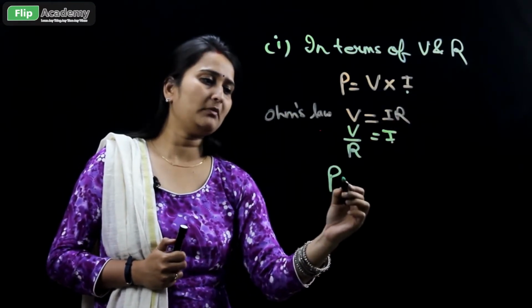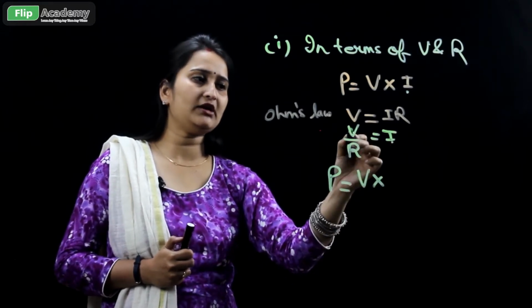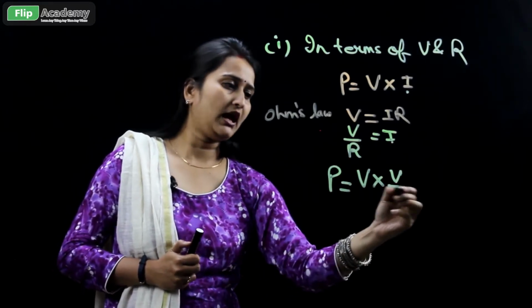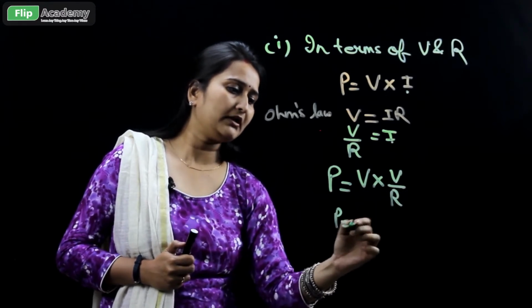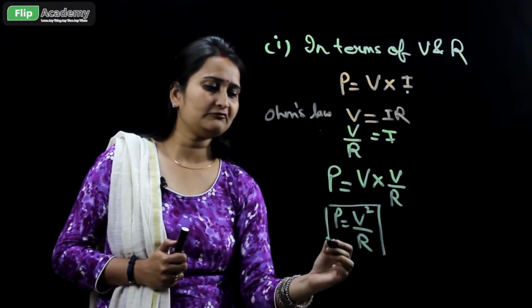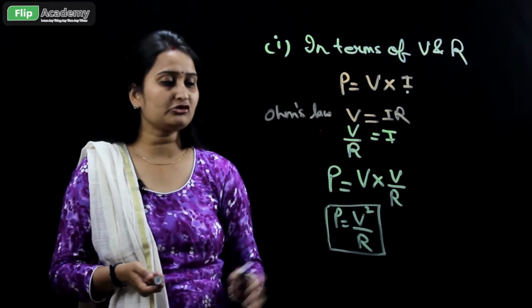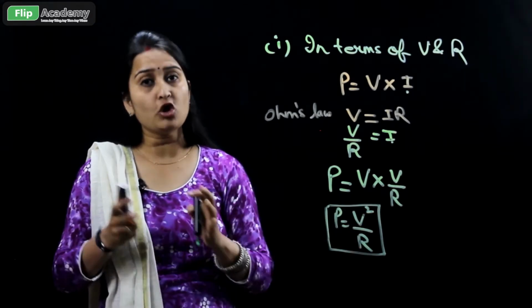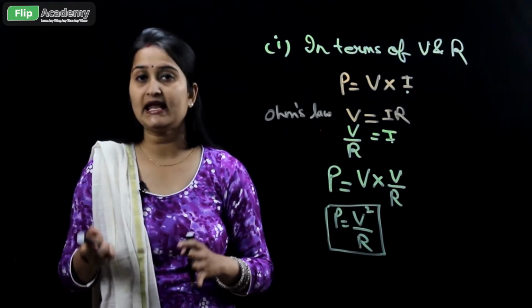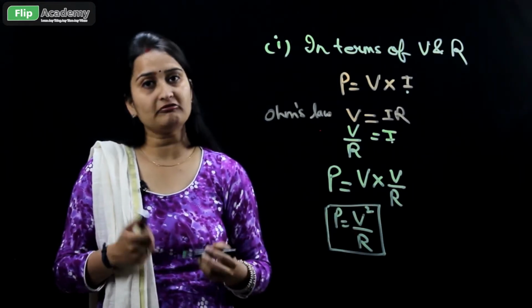So what will be the formula for power then? It will become V into, instead of I, we are going to put V upon R. So the formula for power becomes V squared upon R. Now notice in this formula, you have the power in terms of V and R. No other terms are accepted here. Only the terms V and R make the formula of power.